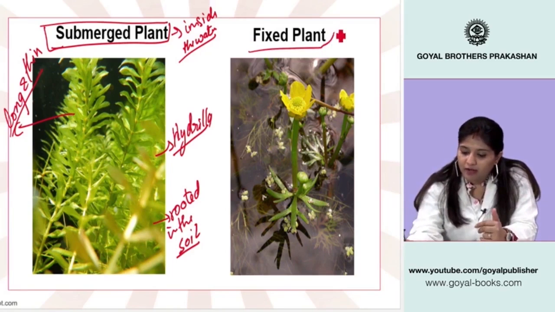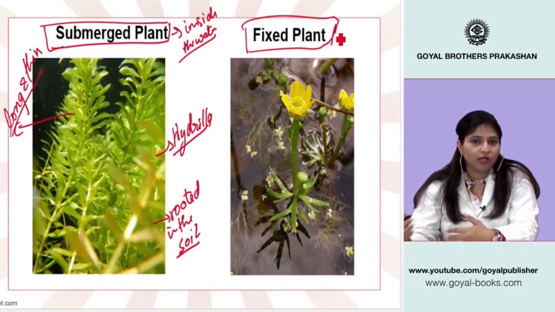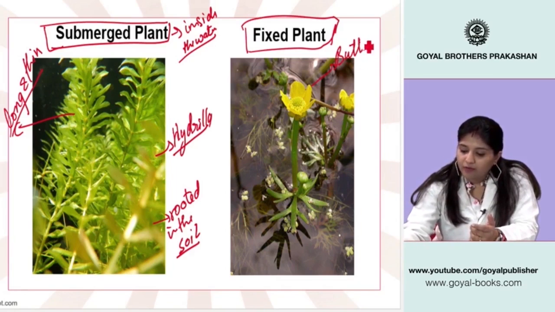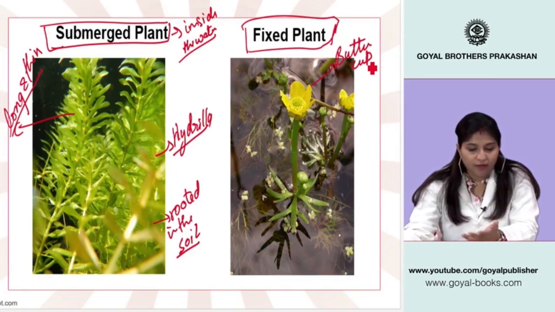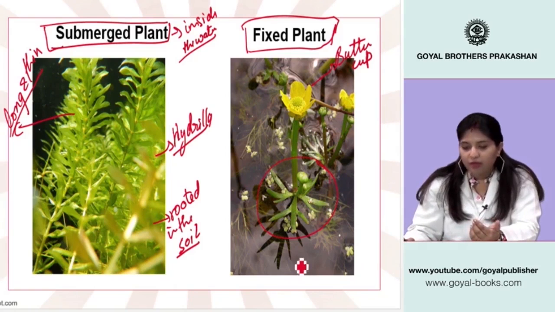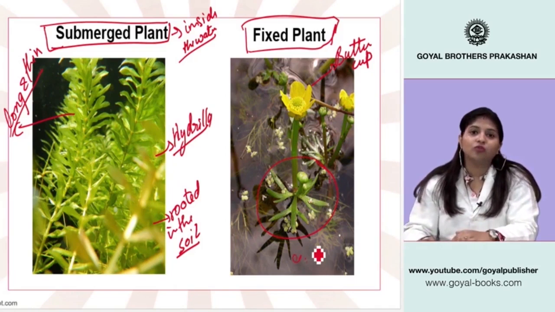Then you have your fixed plant. These are the plants which might be in the water or they usually are present on the surface. The example being buttercup. This is the plant which needs water for survival. This again is a fixed plant, that is, the root is fixed to the ground and they are not completely submerged into the water, right?